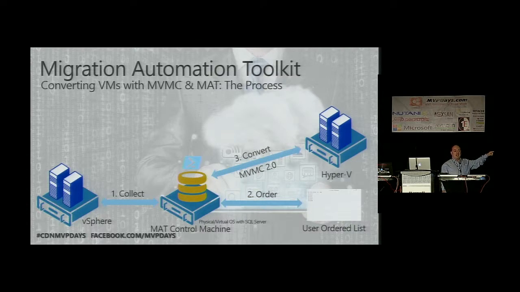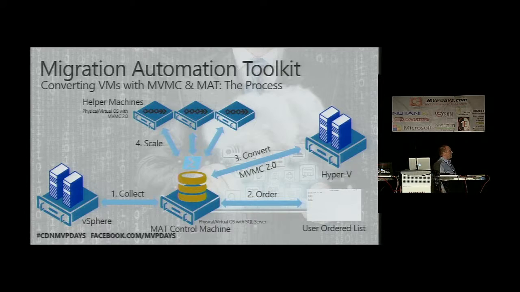And these are the two extra steps that you have besides the virtual machine converter. Okay? It's the collect and the order. After that, the magic starts. And the fourth step, you can scale. So you can have helper machines to just do the conversion if you want. So regarding this, it's an awesome way if you have 1,000 virtual machines.